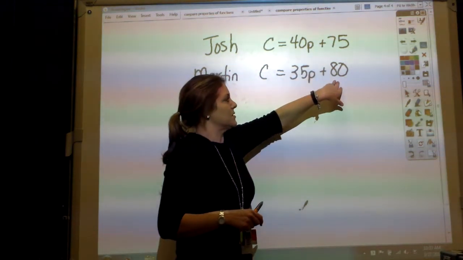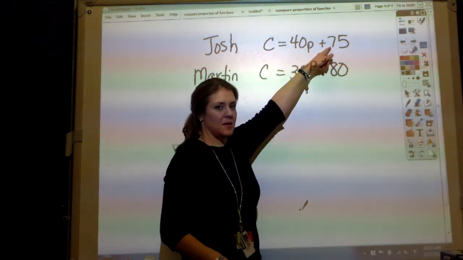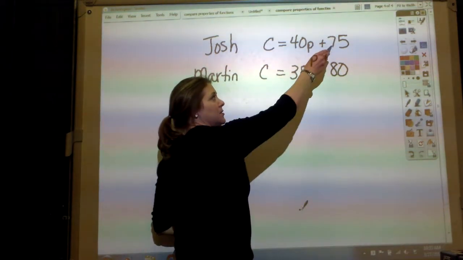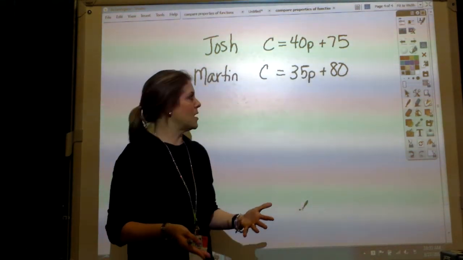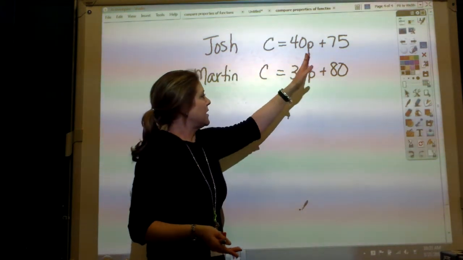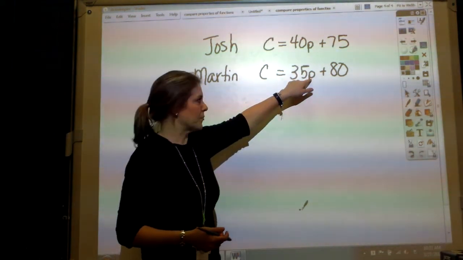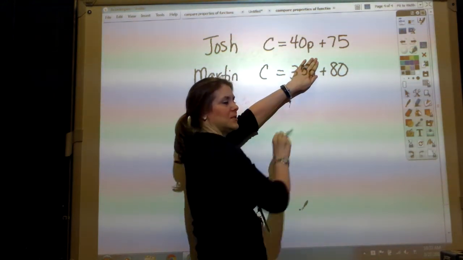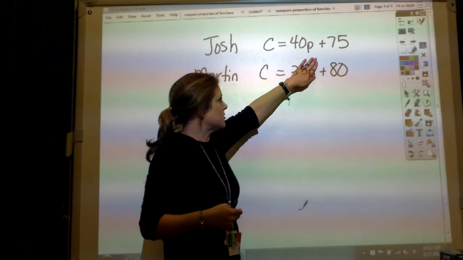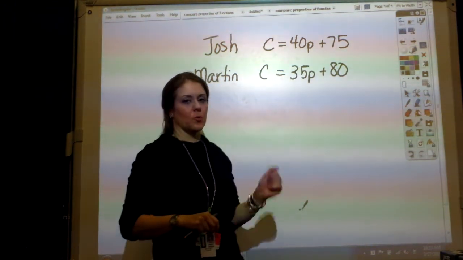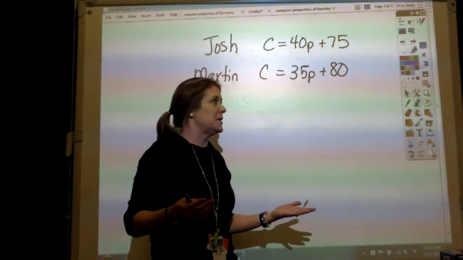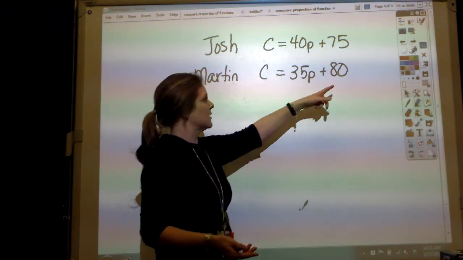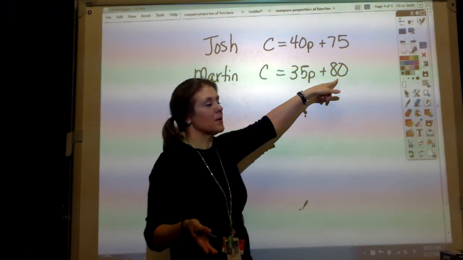This y-intercept is stating that if he doesn't sell a painting, if that P was 0, he's still going to take home $75. Martin's is saying if P were 0, he's not going to make money off of a painting. He's still going to take home $80. So it's almost like saying, Josh, if you show up for work but have a bad day in selling paintings, we're still going to pay you $75 because you showed up. Martin's going to get paid $80 for showing up.